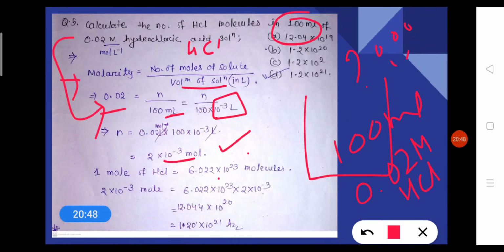Then we can calculate the number of molecules. 1 mole of HCl means 6.022 into 10 to the power 23 molecules. Then 2 into 10 to the power minus 3 mole means how many molecules? After multiplication we will get 1.2 into 10 to the power 21, which is option D. So 1.2 into 10 to the power 21 molecules are present in 0.02 molar hydrochloric acid solution.